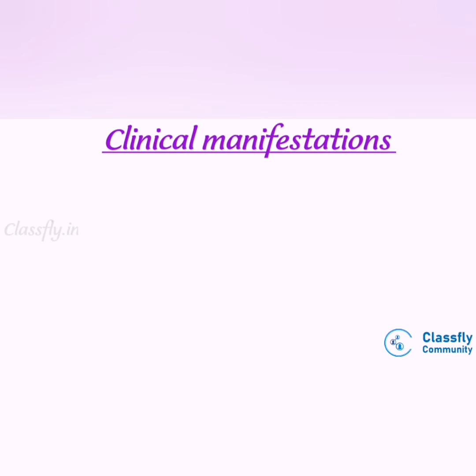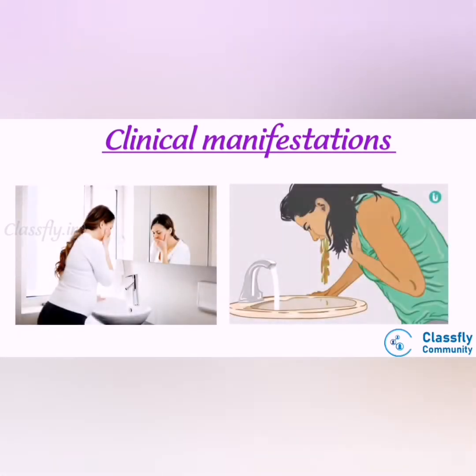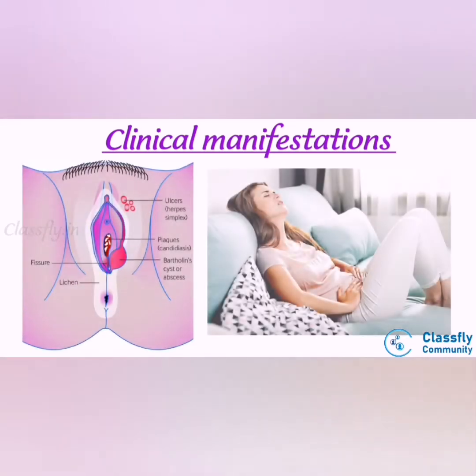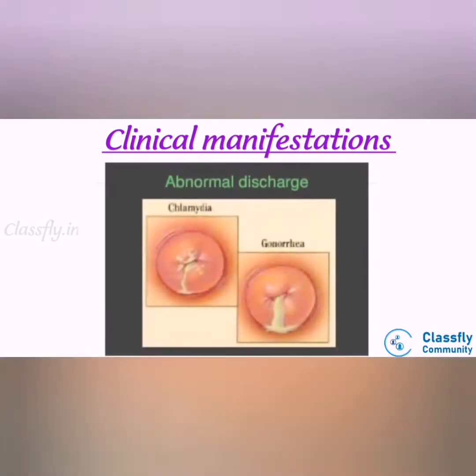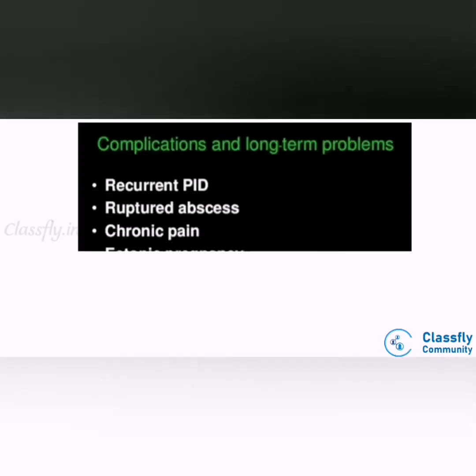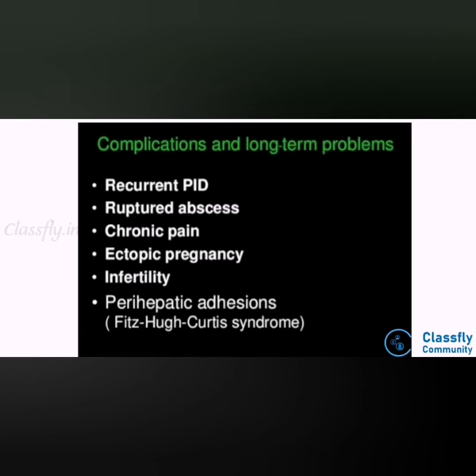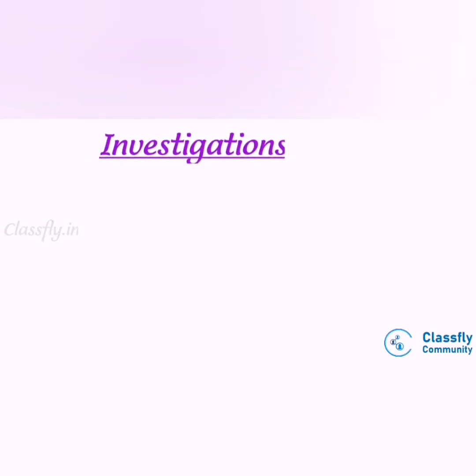The main clinical manifestations involve nausea, vomiting, dyspareunia, pain and discomfort related to the hypochondrium due to concomitant perihepatitis. It is termed as Fitz-Hugh-Curtis syndrome. And last one is abnormal discharge. Complications or long-term problems involve recurrent PID, ruptured abscess, chronic pain, ectopic pregnancy, infertility, perihepatic adhesion, that is Fitz-Hugh-Curtis syndrome. Next, move on to investigation.